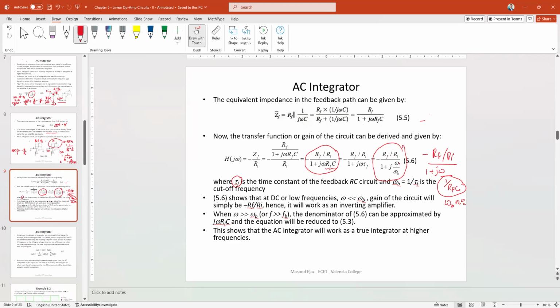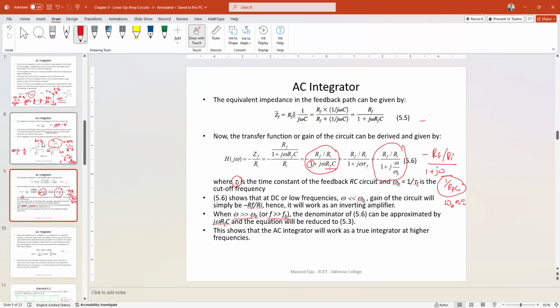And if omega becomes quite larger than omega B, then we can ignore this 1. We can ignore this 1 if omega is quite larger than omega B, or F is quite larger than FB. And once you ignore 1, this RF and RF will be cancelled out, and you are going to get negative 1 over j omega R input C. So your transfer function is going to become negative 1 over j omega R input C. And guess what?